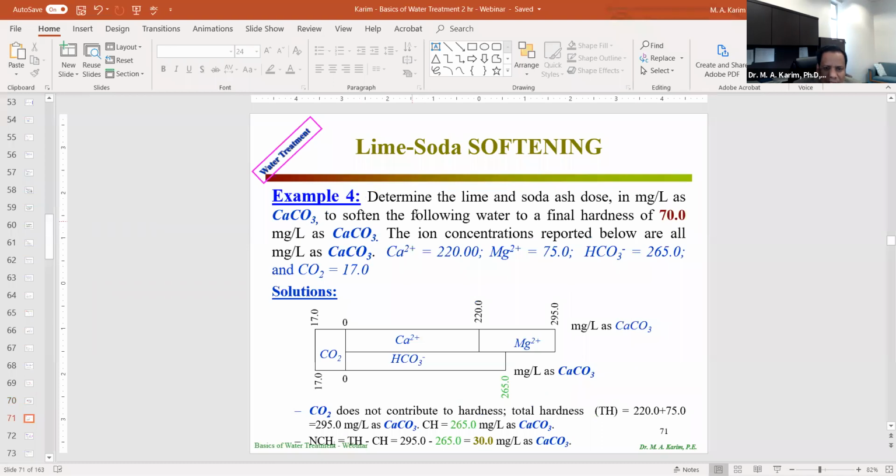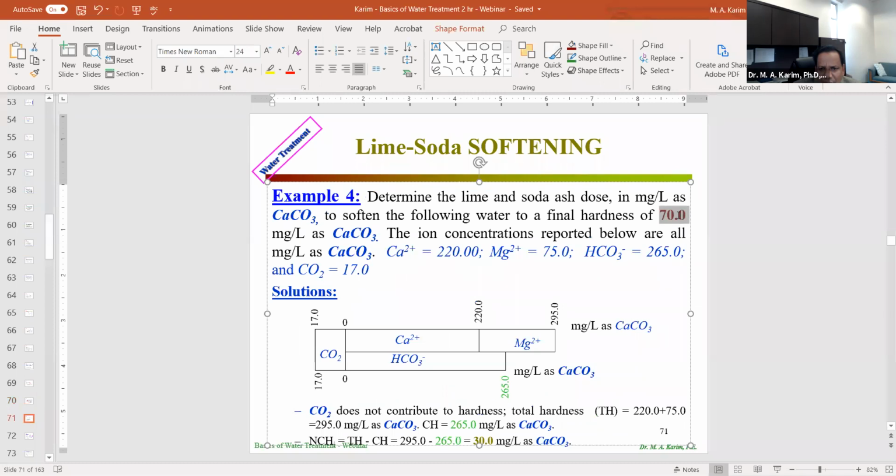Okay, move forward. This is the second problem, done in a similar way. In this case, we would like to bring it down to 70. I did two problems because of the different numbering system. Here, carbon dioxide is 17. Again, everything is converted to milligram per liter as calcium carbonate. The reason I'm doing this is to show how it works if the magnesium is greater than 40. In the first problem we did, magnesium is less than 40, right? Now this one has magnesium more than 40. So same concept, same process that I'm going to use.